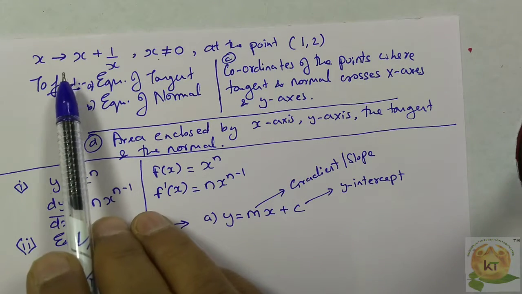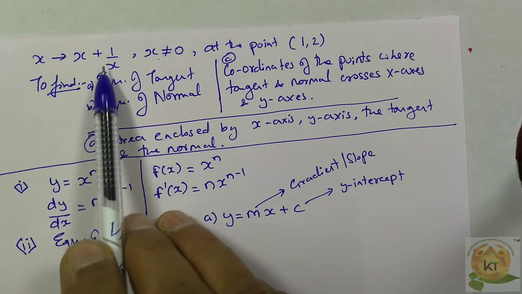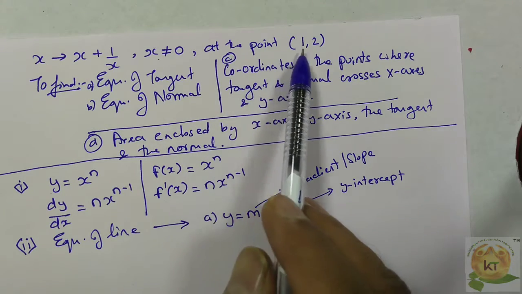But now here we've got the equation y is equal to x plus 1 over x at the point (1, 2).